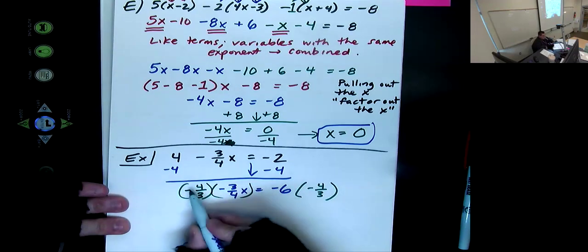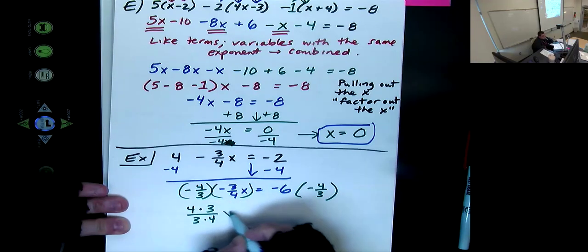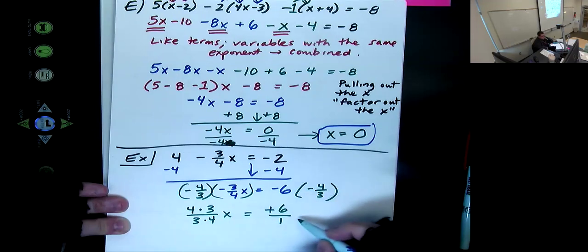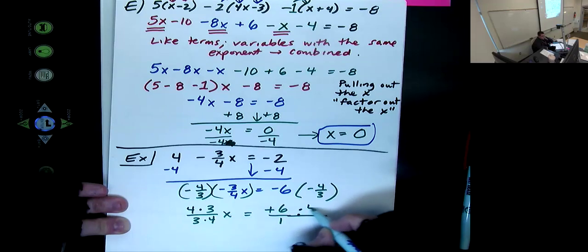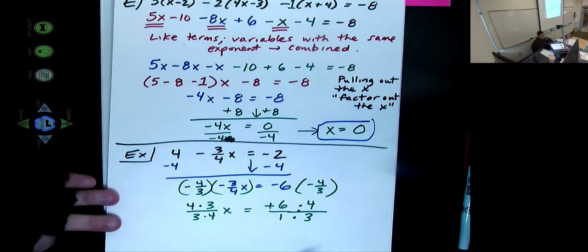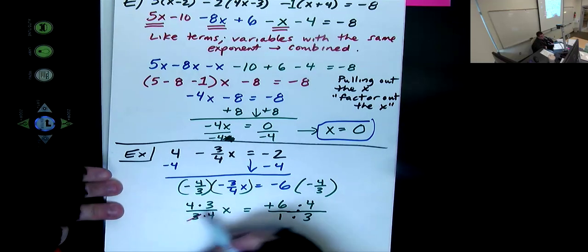Because if I cancel out the negatives, this turns into 4 times 3 over 3 times 4x, which is something I would skip normally, but I want to illustrate what's going on. Oh, the negative is going to go away here. To do the 6 with the fraction, I'm going to write it as 6/1, because that's the same thing, times 4/3. And you can see the 4s and the 3s cancel, leaving behind 1.